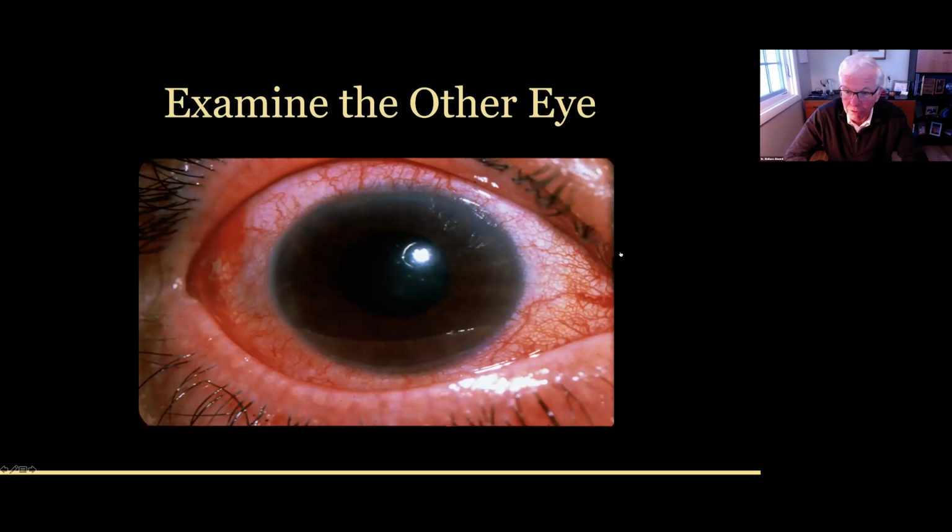And the other is, what does the other angle look like? You're not going to do gonioscopy on this eye very easily, but if they're phakic in both eyes, the other angle should be pretty darn narrow, right? If the other angle is very deep, then you have to rethink your diagnosis.